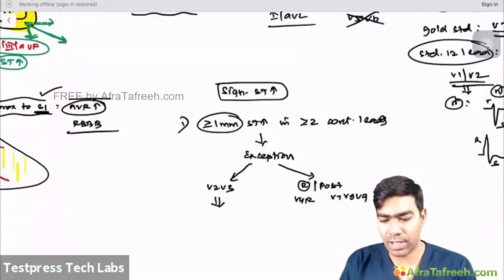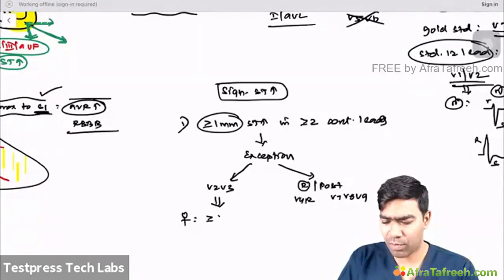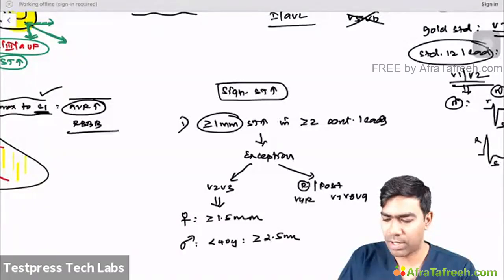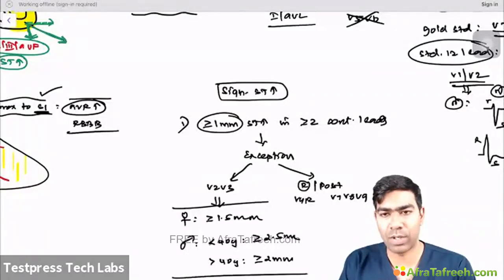So in V2 and V3, if it's a female, you keep a cutoff of more than 1.5 millimeter. It's not 1 millimeter. If it's a male with age less than 40 years, you keep a cutoff of more than 2.5 millimeter. And if the age is more than 40 years, you keep a cutoff of more than 2 millimeter, which is very, very important. This is a very important exception given in ACC/AHA guidelines, where the ST elevation cutoff in V2 and V3 is a little higher.